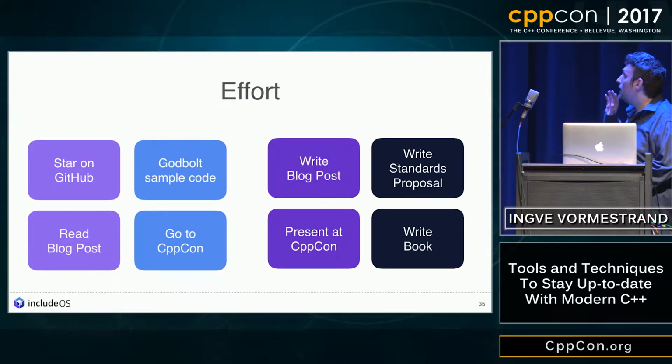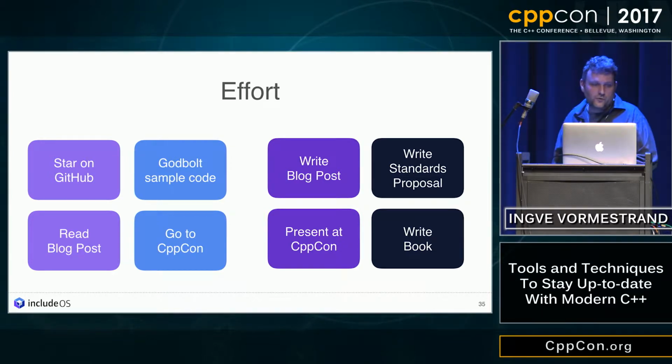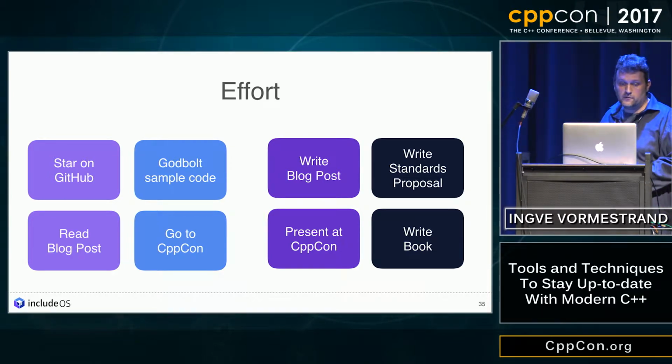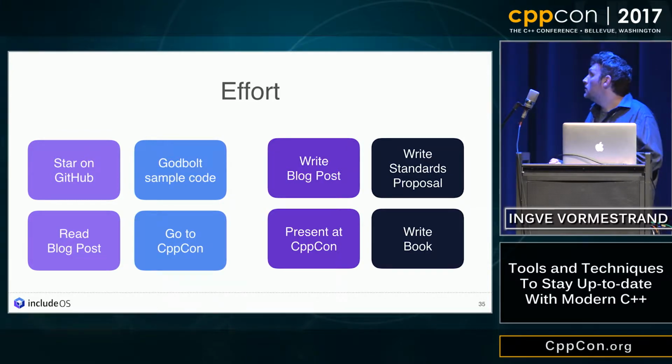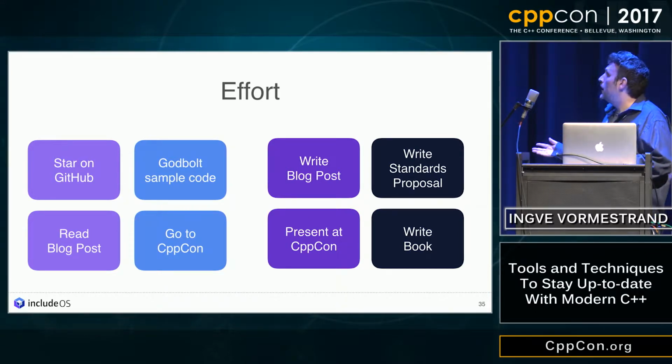So here we have a lot of different activities, and we have effort. If you start on the left side there, you can start a project on GitHub or read a blog post. That's pretty low effort, but also a pretty low reward. Then you can exert some more effort. You can go to CppCon. You can hear lots of, hopefully, useful talks. Or you can try some code in an online compiler. But that takes more effort. Then you can do even more effort.